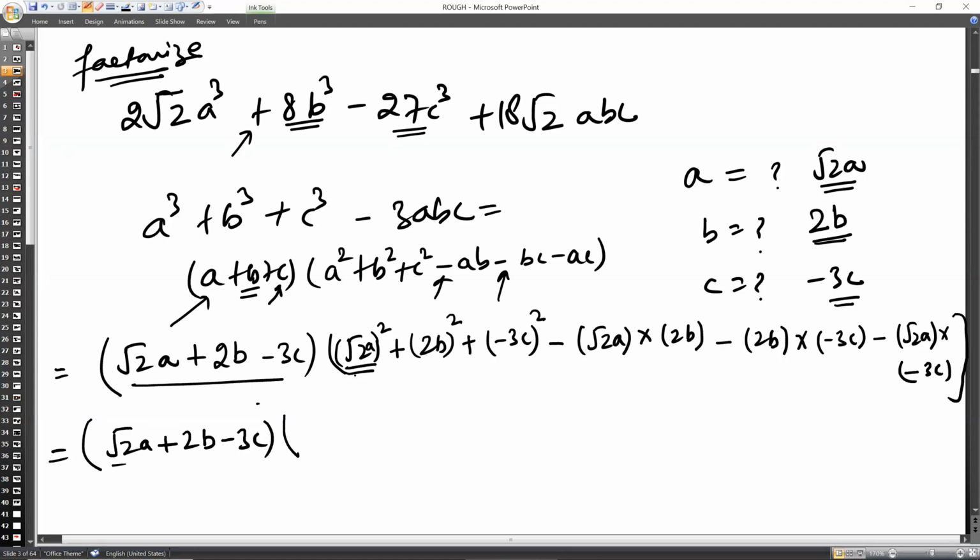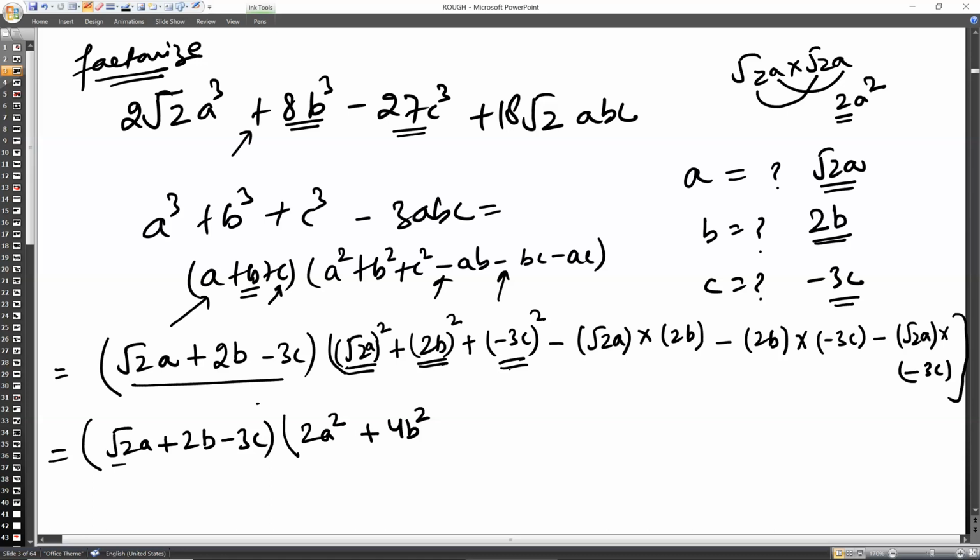What is the square of root 2a? Root 2 multiplied by root 2, you will get 2, and a multiplied by a, you will get a square. So you will write 2a square. Got it? Then plus, what is the square of 2b? It's 4b square. And what is the square of minus 3c?